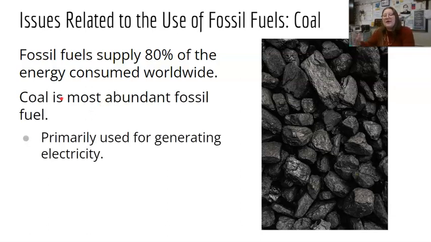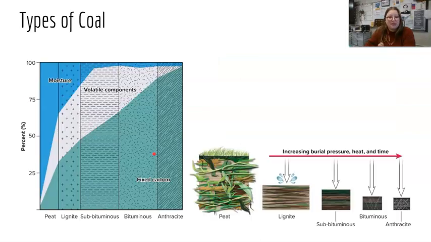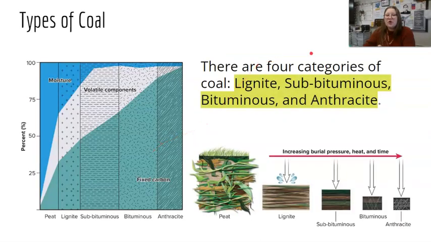Coal is the most abundant fossil fuel. It is the easiest kind to find and there is just a lot of it. So we've been using coal for a really long time, and right now what we use coal for primarily is generating electricity. And there are a few different types of coal. So there are 4 categories. There's lignite, subbituminous, bituminous, and then anthracite.